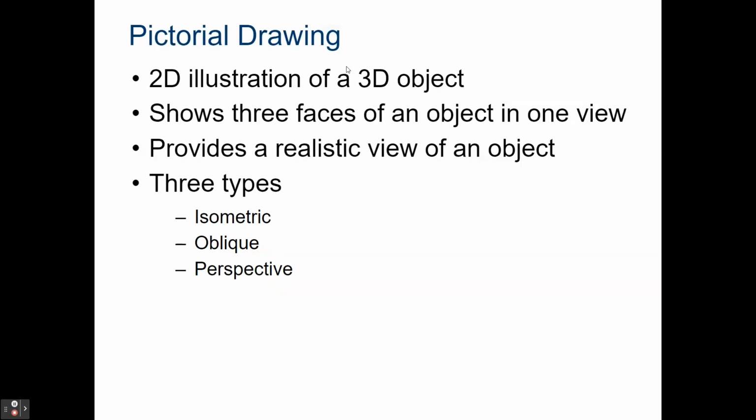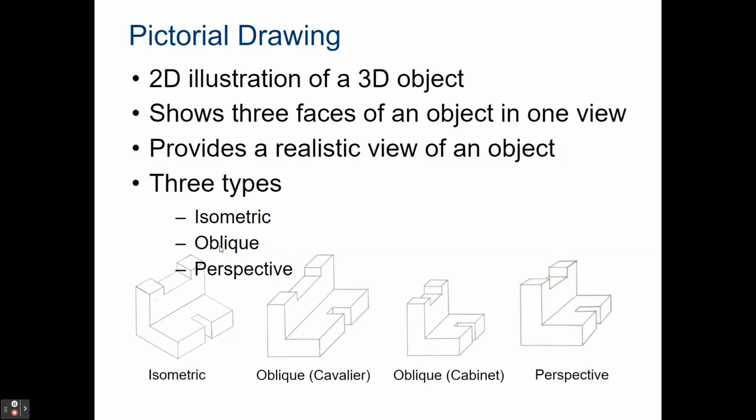All right, so pictorial drawings, these are 2D illustrations of 3D objects. They will help show 3 faces of an object in just one view. And this provides a more realistic view of an object. And there are 3 types of pictorial drawings: isometric, oblique, and perspective. Isometric, we will practice a lot. Obliques and perspectives, not so much. We will work on identifying obliques and perspectives and figuring out what are the defining characteristics that separate them apart from each other, and especially what makes them different from isometrics.